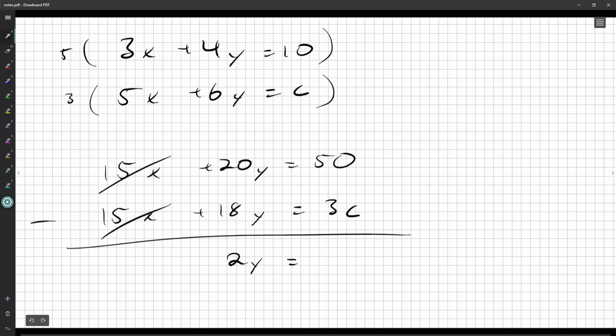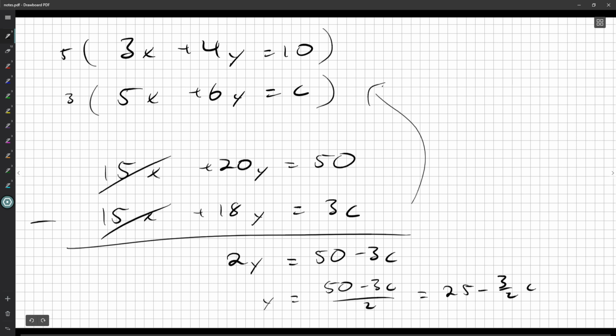So I'll be left with 2y is 50 minus 3c. So in terms of c, y must be 50 minus 3c over 2, or I guess you could say 25 minus 3 halves c. Now we could take this and plug it back in here to solve for x in terms of c. That's perfectly fine. Or we could do the exact same trick. Take the 6 here, multiply the first equation by 6, and the second equation by 4, and that'll get rid of the y's.